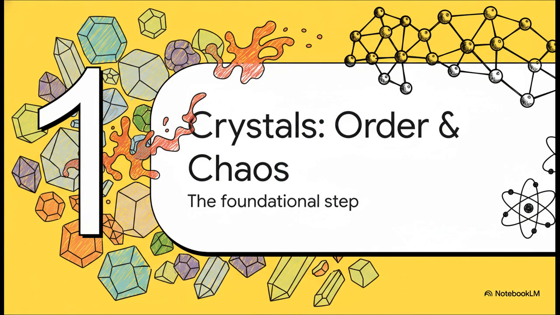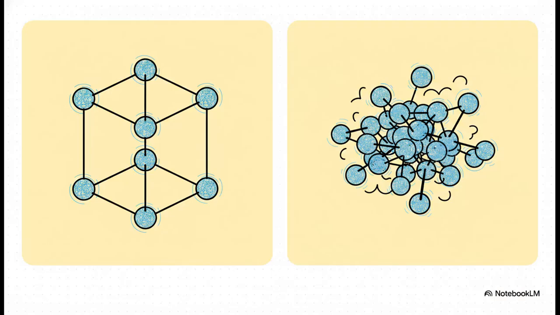Okay, Section 1. Crystals. Order from chaos. So, the materials all around us generally fall into two broad camps based on how their atoms are arranged. On the left side, we have crystalline materials. This includes your metals, a lot of ceramics, and even some polymers. Their defining feature is order. Their atoms are arranged in these perfectly periodic three-dimensional arrays.